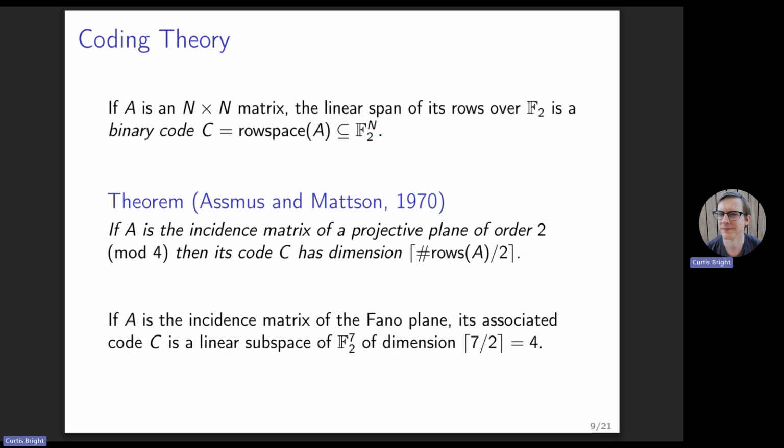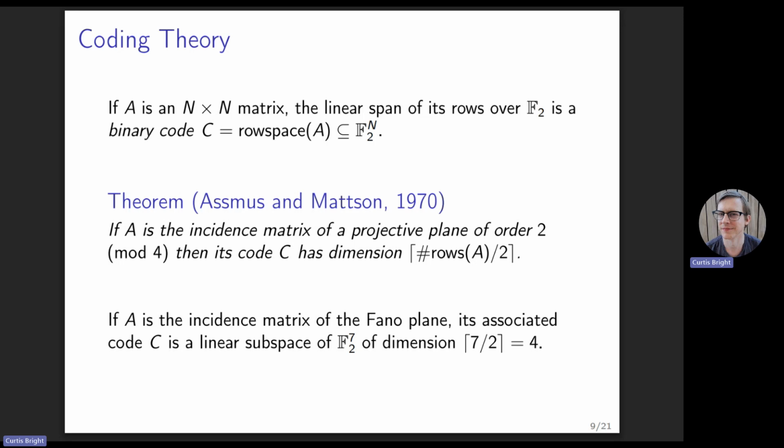If you take a matrix and then the row space of that matrix mod 2, right? So the sum of all the rows form what's called a code, right? This code, we'll call it C. It's going to be a subspace of F2^n. And here's the cool part, right? You can prove things about the code associated with a projective plane, right? Its incidence matrix.